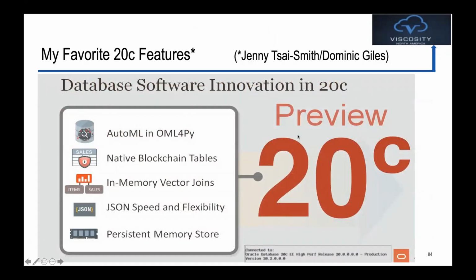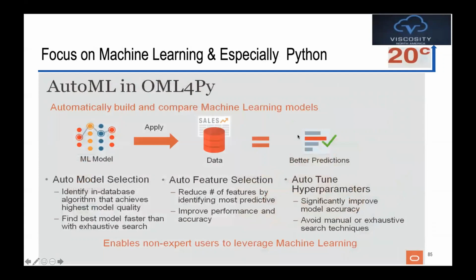And then just a little bit of a look ahead, and this will be kind of quick. This is 20C, and you could look at the preview version, and this is what you see when you go to that preview version. But the big things that Oracle's going into is automatic machine learning: automatically select a model, automatically select features, automatically tune things.